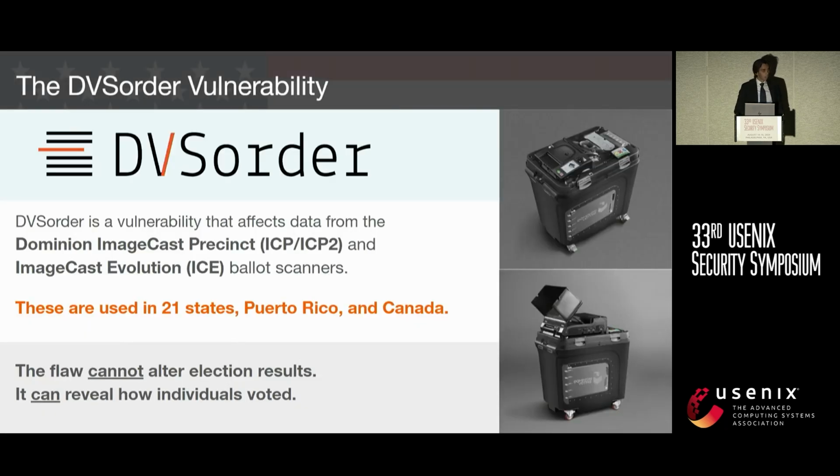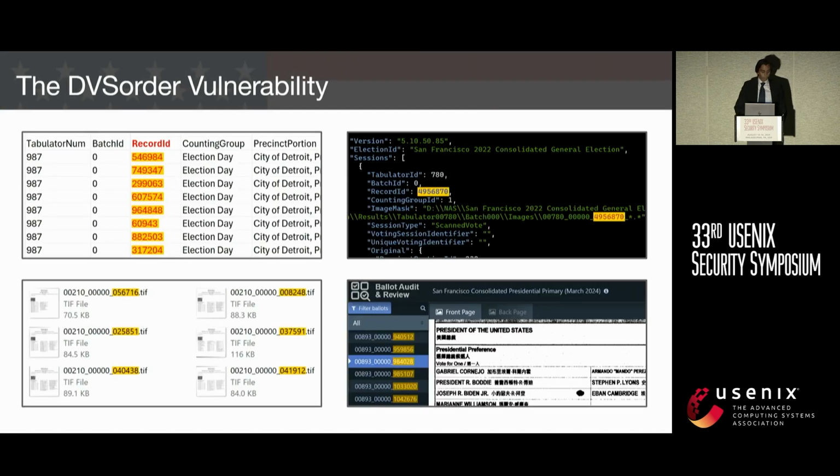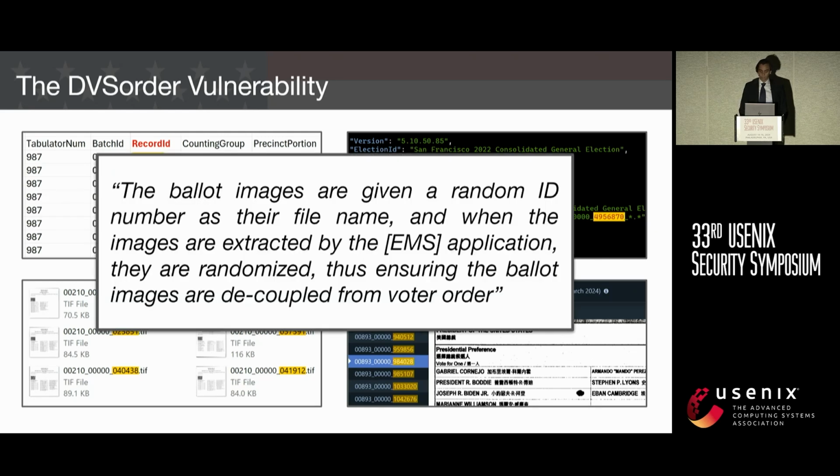DVSorder is a failure of anonymization in the ImageCast Precinct and ImageCast Evolution election machines manufactured by Dominion Voting Systems. These machines are used in 21 states, in Puerto Rico, and in parts of Canada. When a ballot is scanned into one of these machines, it is assigned a 6-digit ID. Dominion represents that these IDs are chosen at random, and that means that they are decoupled from voter order.